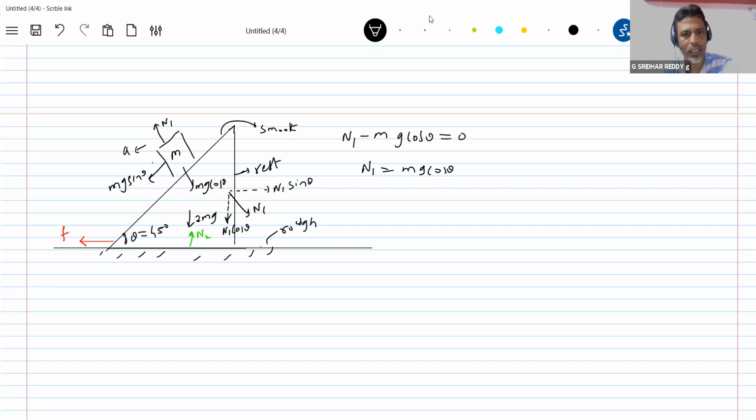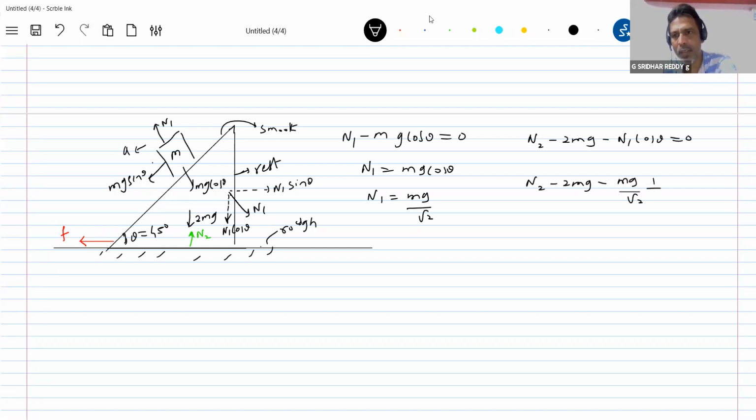Let's have that one. Now, here what is n2? Looking at the wedge, n2 minus 2 mg minus n1 cos theta equal to 0. Let me substitute the theta value. What is theta? Theta is 45 degrees. So n1 equals mg by root 2. So n2 minus 2 mg, n1 is mg by root 2, cos theta will be 1 by root 2. n2 is equal to 5 mg by 2.